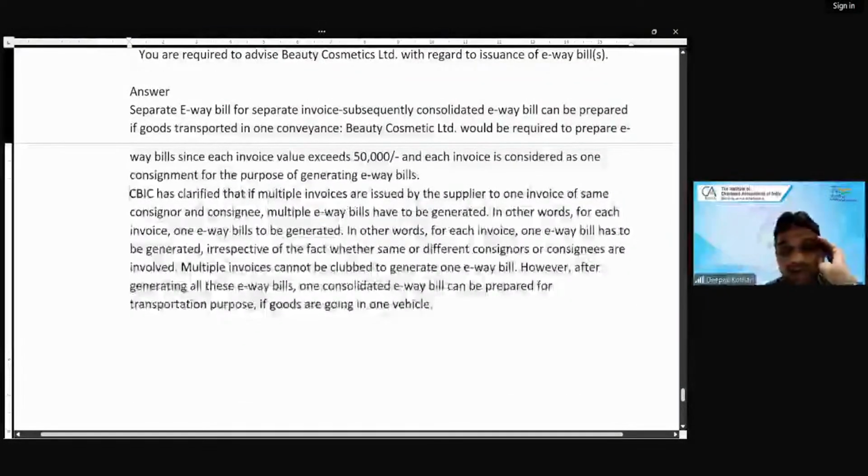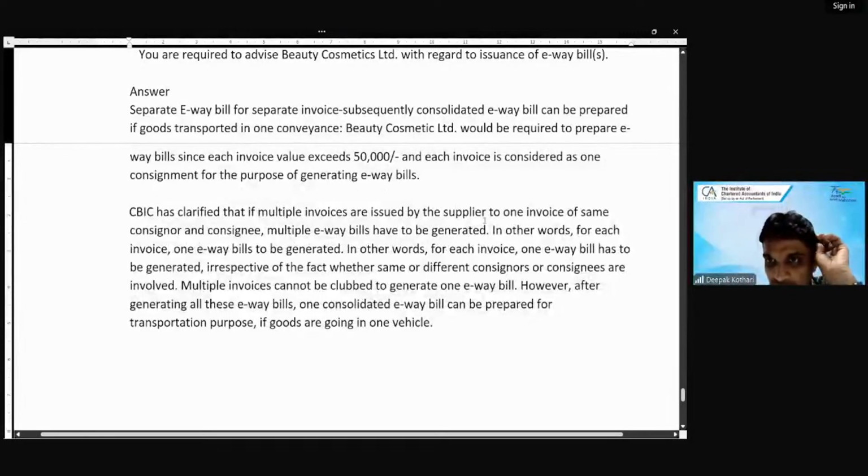CBIC has clarified that if multiple invoices are issued by the supplier, of the same consignor and consignee, multiple e-way bills have to be generated. For each invoice, one e-way bill has to be generated, irrespective of whether the same or different consignors are involved. Multiple invoices cannot be clubbed. However, after generating all the e-way bills, one e-way bill can be consolidated for transportation purposes, that is EWB2.